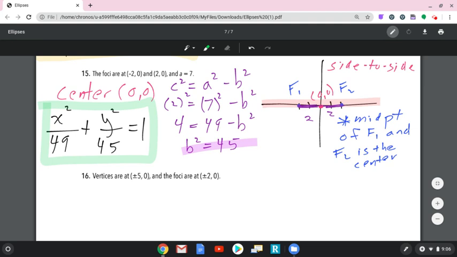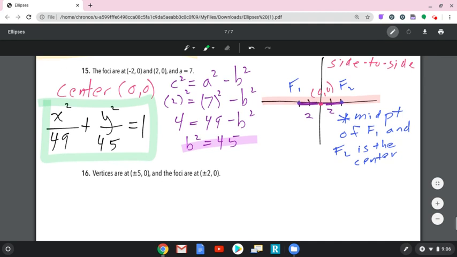All right. Okay, guys, let's look at 16. Now, vertices, the same thing as the foci. The midpoint of the vertices and the midpoint of the foci are going to be the center of the ellipse.